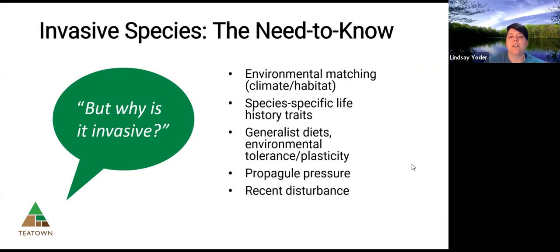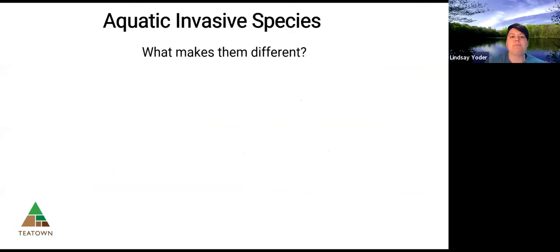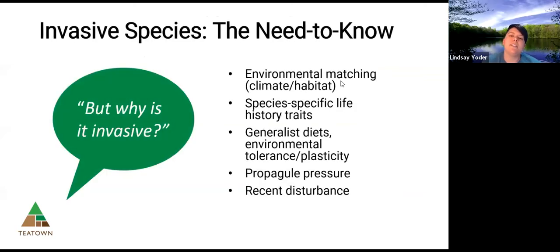The biggest one is environmental matching, either through climate or habitat. Obviously, if we were to take a tropical freshwater fish and drop it in the Hudson River, it's probably not going to survive very well. It's at least not going to survive long enough to find a mate and reproduce and then be able to spread into potential new habitats. And that's because it just doesn't have the same climate, doesn't have the same habitat.